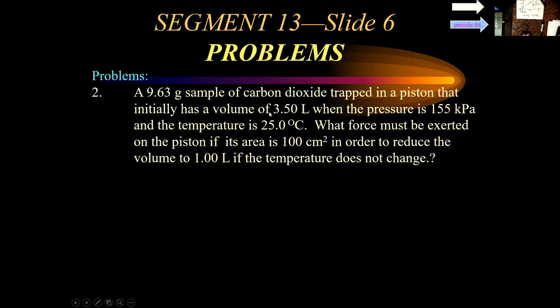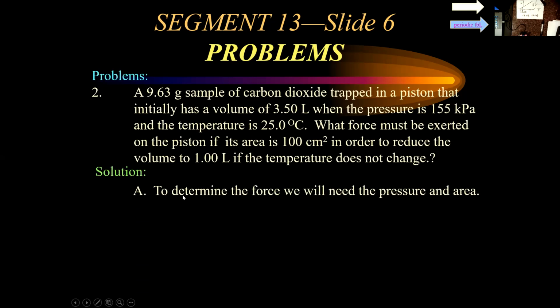So I'm going to change the volume from 3.5 liters down to 1 liter. So I'm going to have to increase the pressure to do that. Okay, what would I need? Well, this is the relationship for Boyle's law. Pressure times volume is a constant. So the initial pressure times the initial volume equals the final pressure times the final volume.